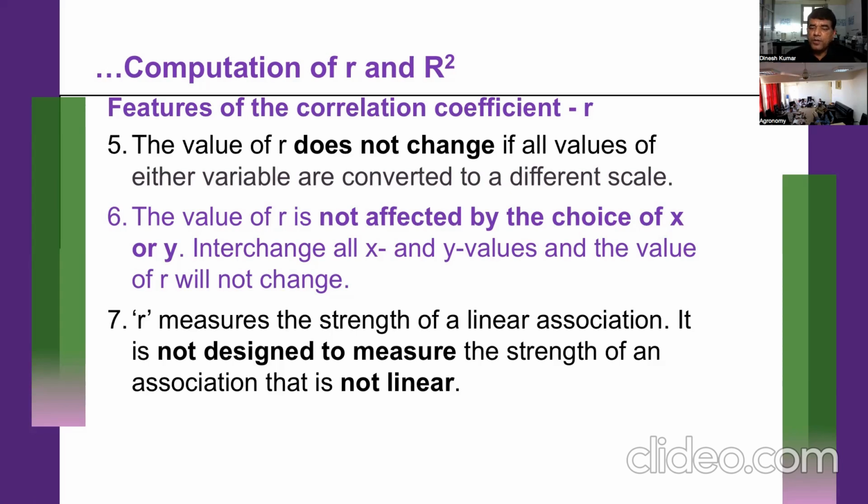quadratic, cubic, or any polynomial equation can be linearized by some statistical methods, and then we can calculate the linear correlation coefficient. However, straightaway we cannot calculate the linear correlation coefficient if our relationship is quadratic or cubic, which is called non-linear or curvilinear.